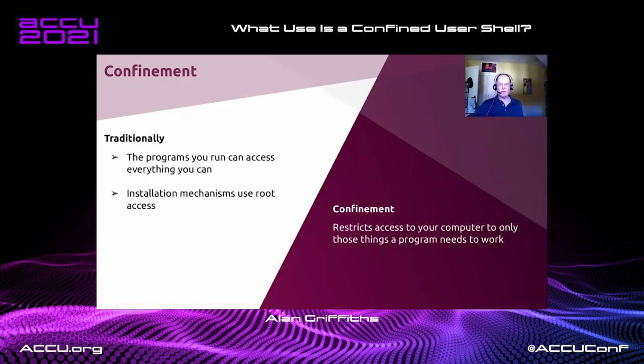I'm going to talk a bit more about confinement. The traditional confinement model on Linux systems is that programs can access everything you can. So that would involve the files in your home directory, and even files within that directory which are hidden away from normal use, .config files and the like. And traditional installation mechanisms have pretty broad access to the system. You can look at it as just running a script written by whoever packaged the things you're installing. The idea behind confinement is to restrict the access to your computer to only those things that are needed.